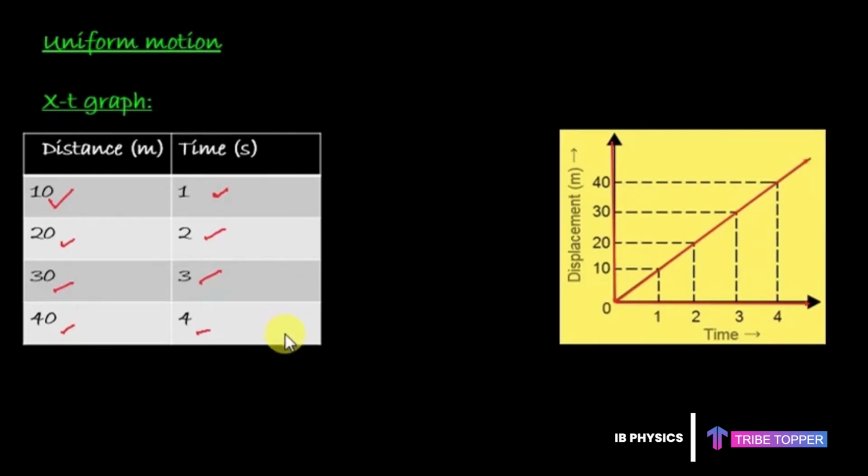And this straight line inclined to time axis clearly indicates a linear relationship between the distance and time. Linear relationship means that as the time is increasing, the distance is also going to increase. The time is increasing by equal amounts, and so is the distance. The position is also changing by equal amounts. So this is a uniform motion graph.